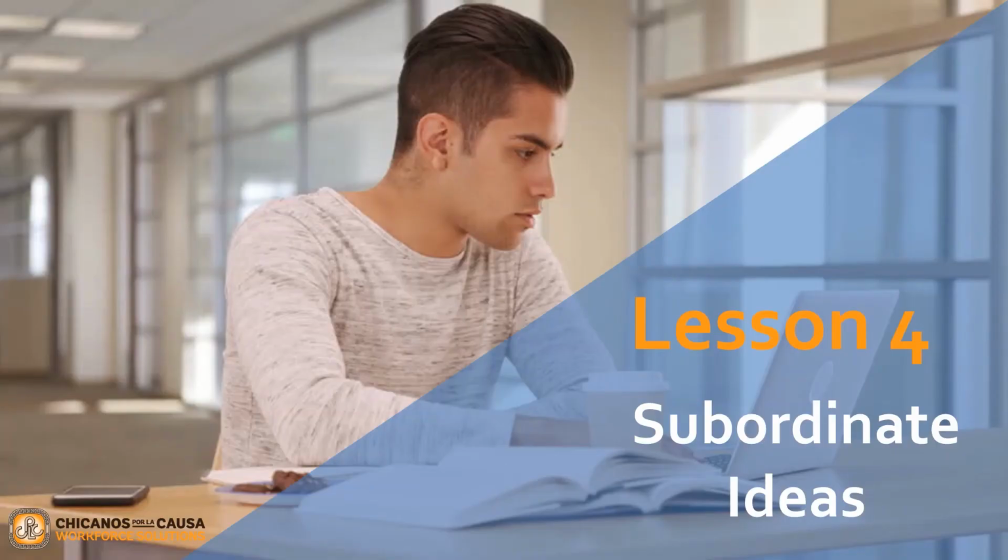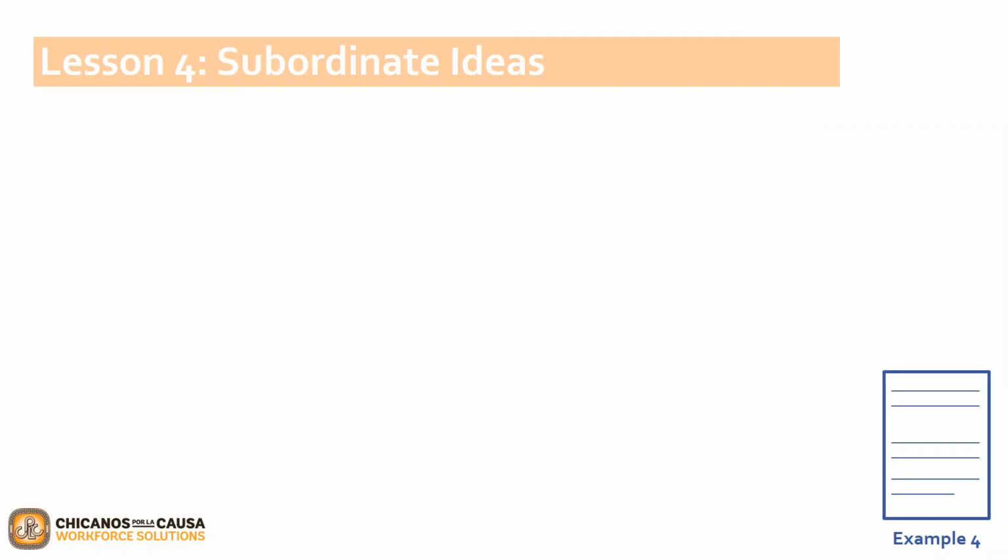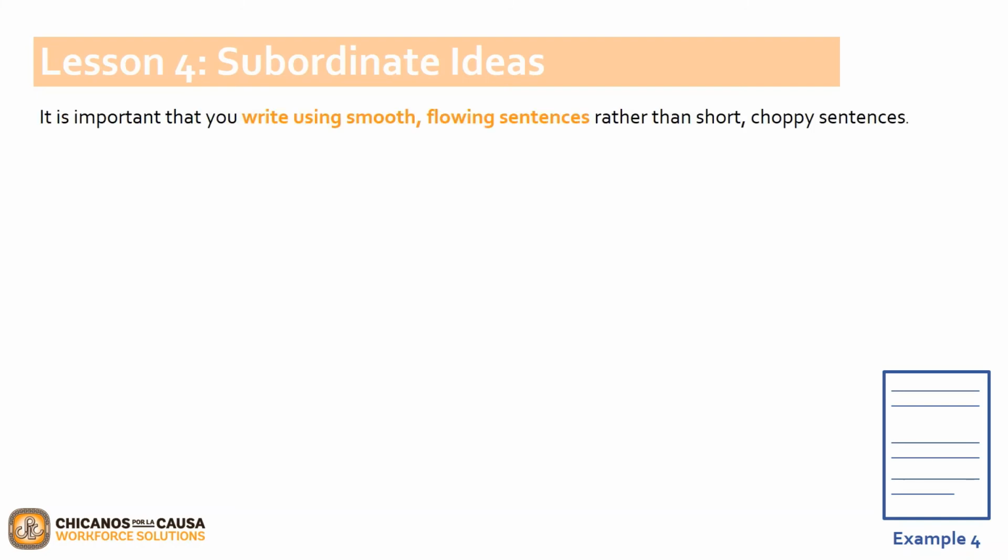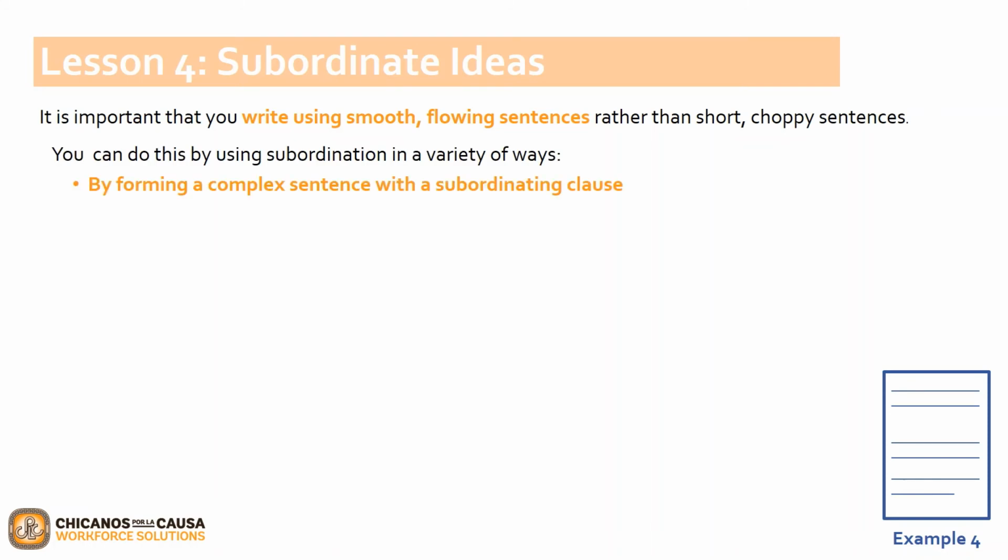We're now going to move on to Lesson 4, Subordinate Ideas. Writing is more effective when it flows smoothly. For this reason, it is important that you write using smooth flowing sentences rather than short, choppy sentences. You can do this by using subordination in a variety of ways. It can be by forming a complex sentence with a subordinating clause, or by compound sentences.